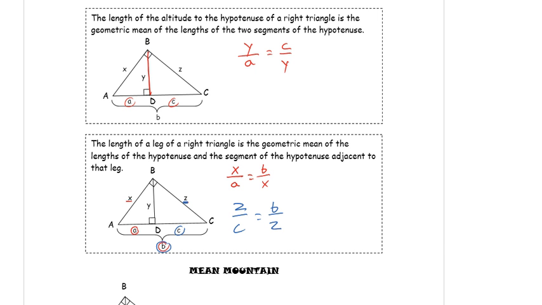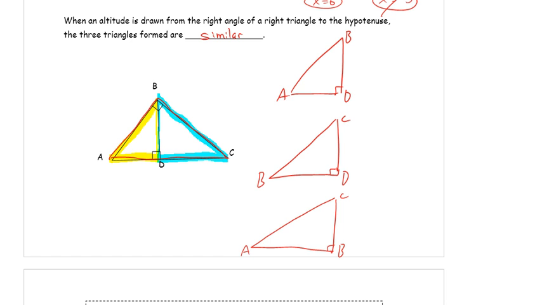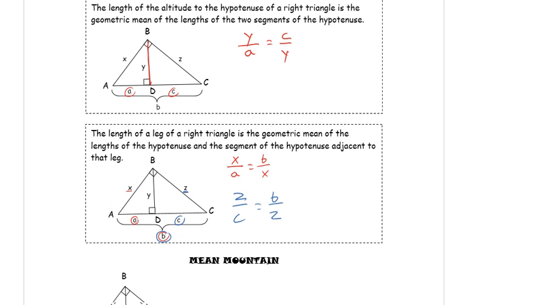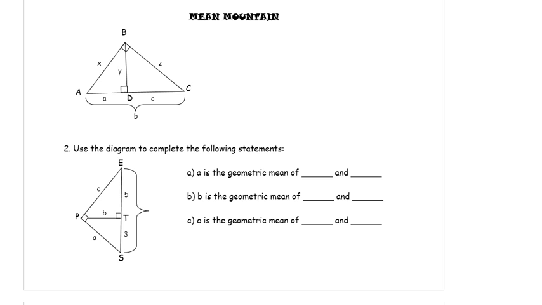Okay. A little confusing, a little wordy. I'm going to help you guys make it a lot easier. So again, if you wanted to, you could redraw all three of these triangles and go from there and set up ratios. Or you can do what we're about to do. And that's the mean mountain. That's what I like to call it. Okay? This is an easy way of remembering this.